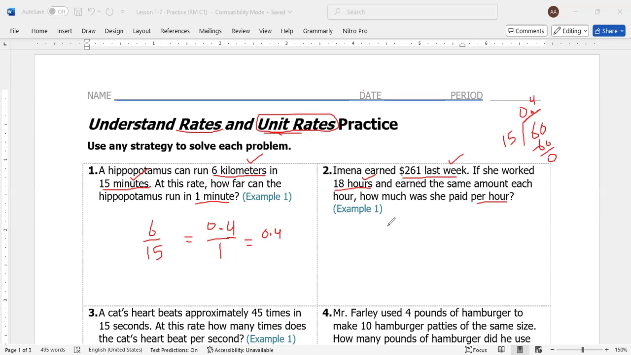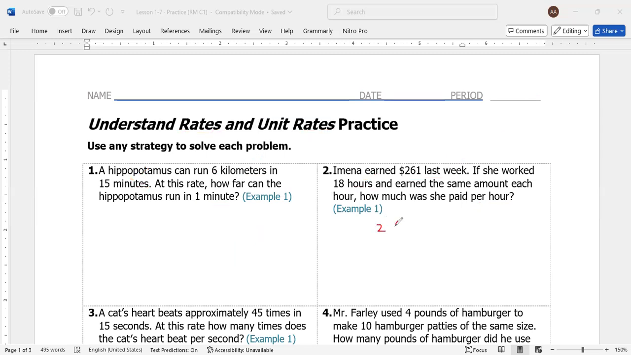So for this one, we will write 261 divided by 18. We will make the denominator 1 by dividing, and we will check how much she earned in 1 hour. So 261 divided by 18 is a long division, and I am doing it here in the rough work. Now I will check how many 18s are in 2. There is no 18 in 2, so we take 26. How many 18s are in 26? 18 times 1 is 18.